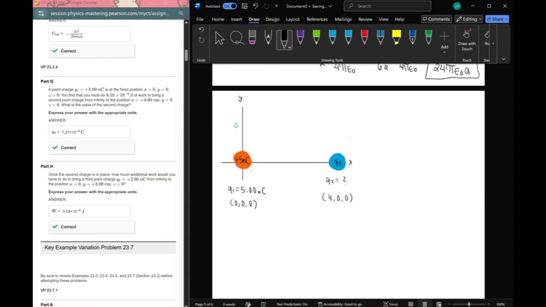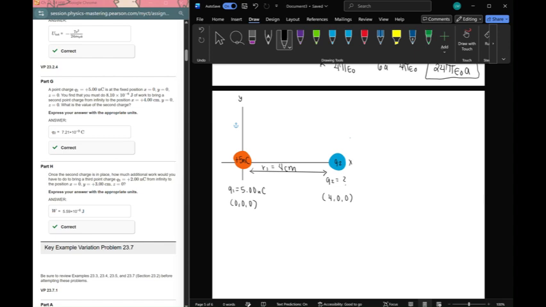So the distance between the two is r. We're going to do r1 equals what is the distance between them? 4 centimeters. Yes, this is going to be 4 centimeters. Of course, because this is from 0 and then this is to 4, so it's going to go 4 centimeters.